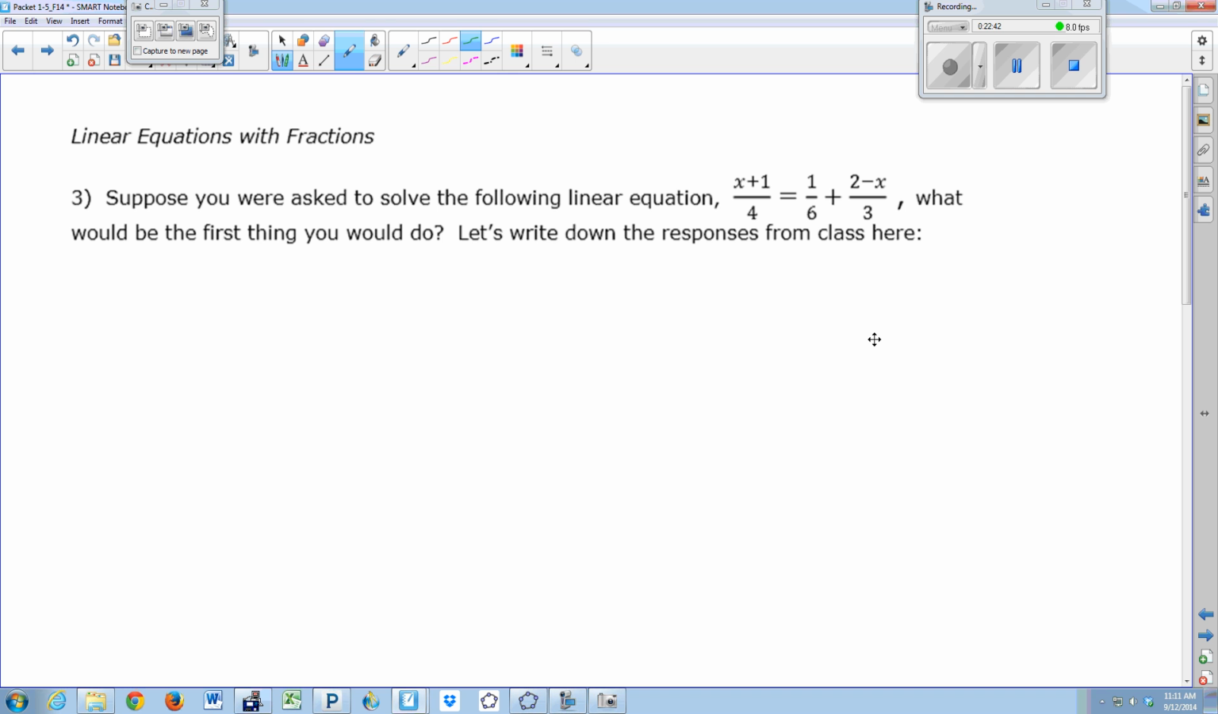When I asked those of you who got a chance to solve this, what would be the first thing you would do if you were going to try to solve this? I want to give everybody a chance to look at this because some of you were able to get to number 3 and some of you weren't.